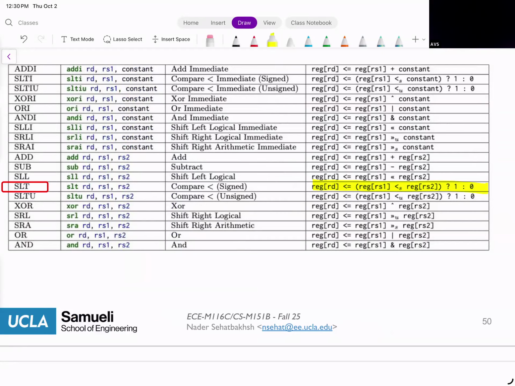Okay, so this is kind of a binary operation. RD after this operation is equal to either 0 or 1. If RS1 is less than RS2, RD will be equal to 1. If not, RD will be equal to 0. Since this is a comparison, the comparison can be signed or unsigned. That's the difference between SLT and SLTU. SLT compares sign-wise. SLTU just compares the absolute values. Okay, that's the difference.